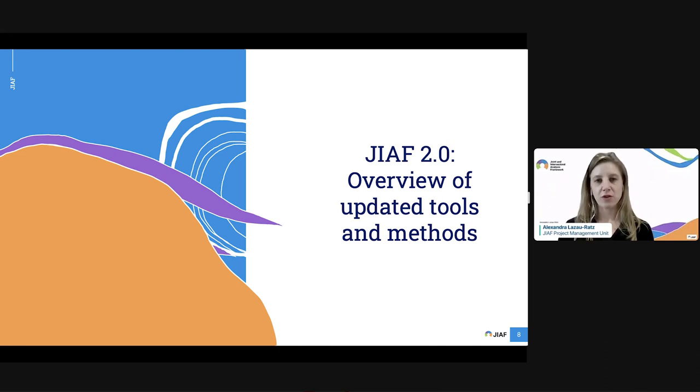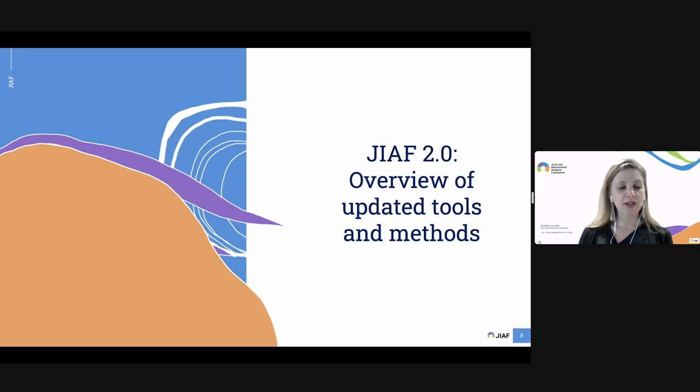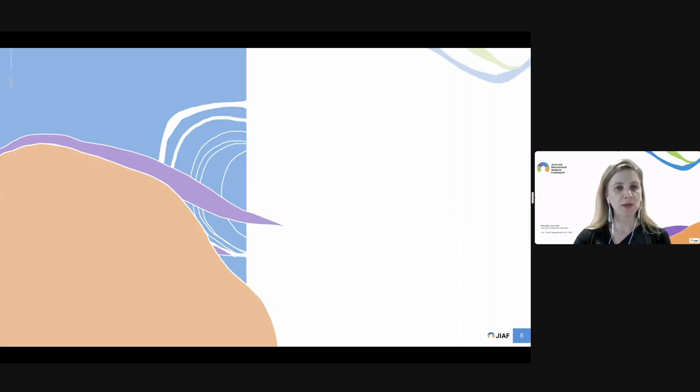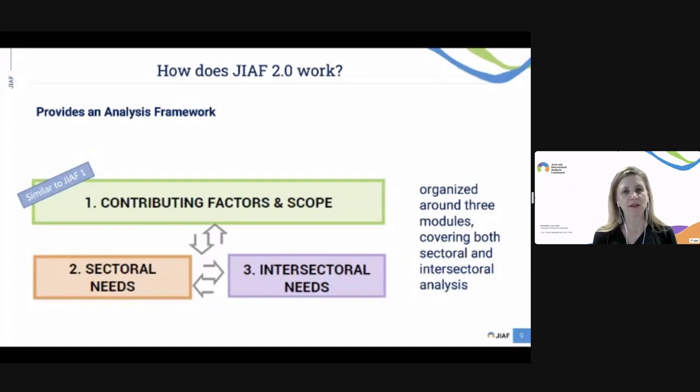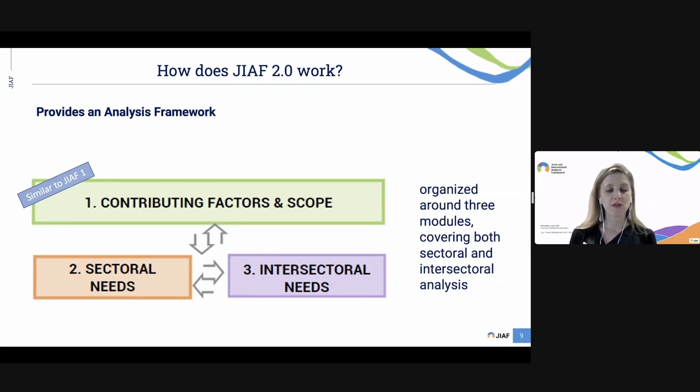Okay, so let's now get to the basics of GIAF 2.0 tools and methods and unpack a little bit what is being provided by the GIAF team. To start with, let's understand a little bit how GIAF works. And it works by providing an analysis framework, first and foremost. And this analysis framework is organized around three modules that are covering both sectoral and intersectoral analysis. And each of these modules are serving a specific purpose in understanding humanitarian needs and in supporting analysts come to a certain type of analytical output.